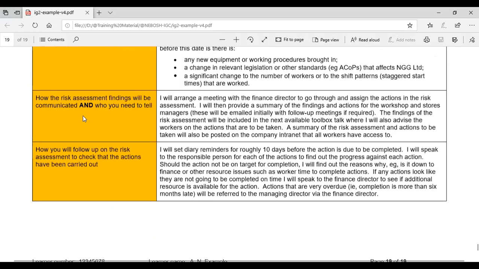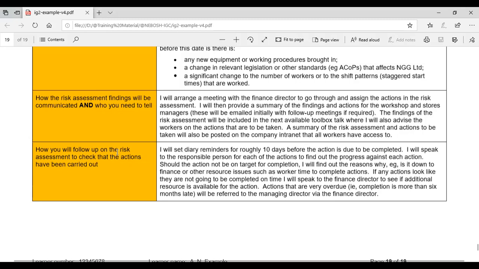How the risk assessment findings will be communicated and who. I will arrange a meeting with the finance director, because he is overall responsible for safety, to go through and assign the actions to the risk. Also, the findings for the workers on the actions will be emailed initially, with follow-up meetings if required, and the summary of the risk assessment and actions to be taken will also be posted on the company intranet that all workers have access to. Intranet, not internet, so inside the internal network. I will set diary reminders for roughly 10 days before.